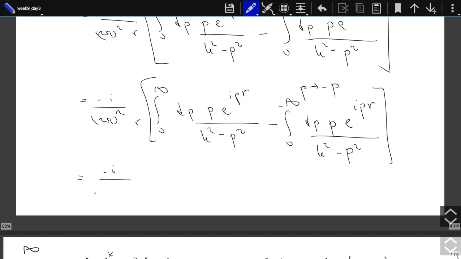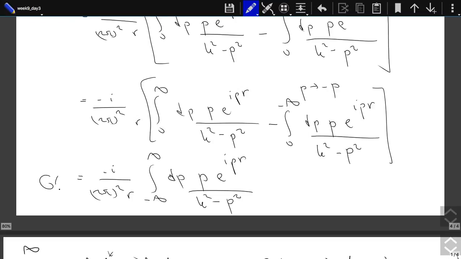Minus i over 2 pi squared, integral from minus infinity to infinity dp times p e to the power i p r divided by k squared minus p squared. This is my g of r. Now comes the problem. This integral is not defined. You see, as we are integrating over p, when p is equal to k, the integrand diverges. It's not defined.